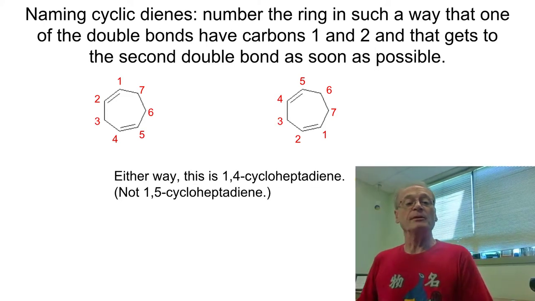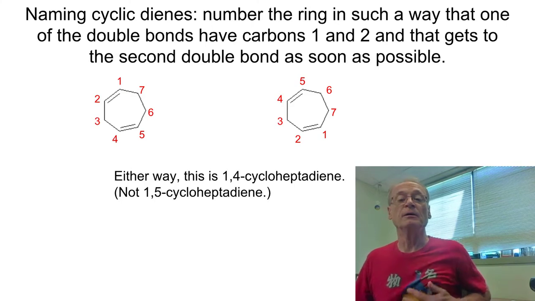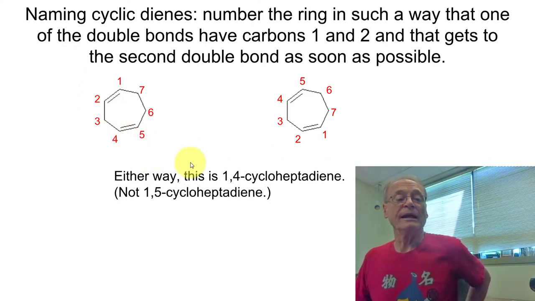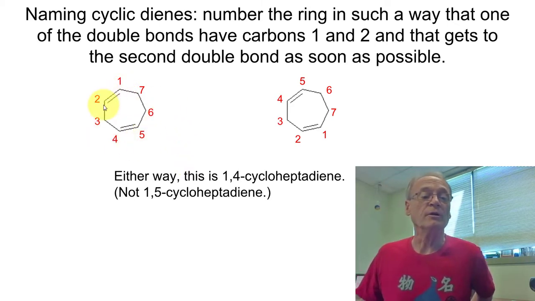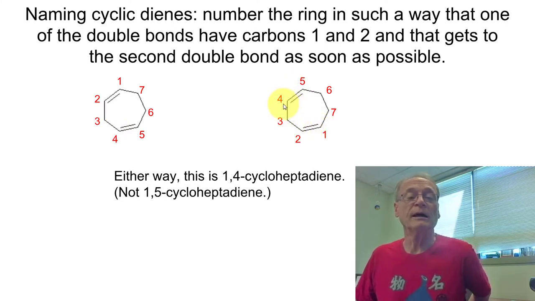Okay, what about naming cyclic dienes? Well, you number the ring from one of the two double bonds as carbon number 1 and 2, and then you get to the second double bond as soon as you can. So if we went this way, 1, 2, 3, 4, we would get to the next double bond at carbon number 4. If we went this way, 1, 2, 3, 4, we also get to the second double bond at carbon number 4. So these are actually equivalent to each other.